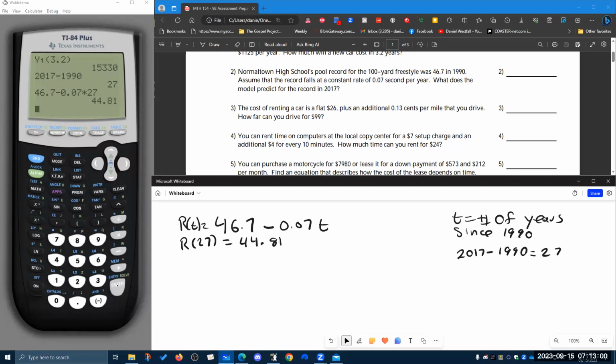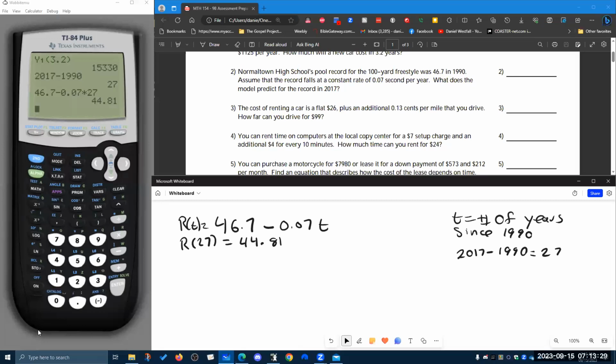44.81. This is a good moment probably to talk about how such models are good around the original time that you made the model. They're good for a little bit of time, but when you go too far away from them, you're less certain of your answer. We'll talk about that a little bit more with some statistics things soon.